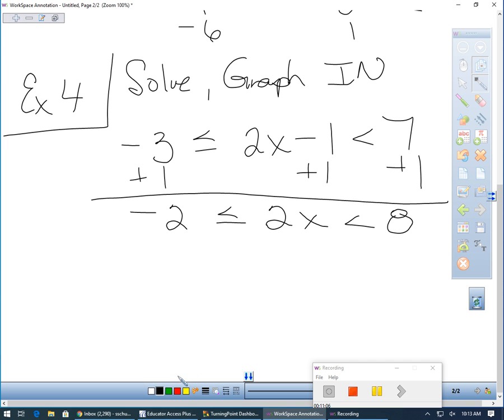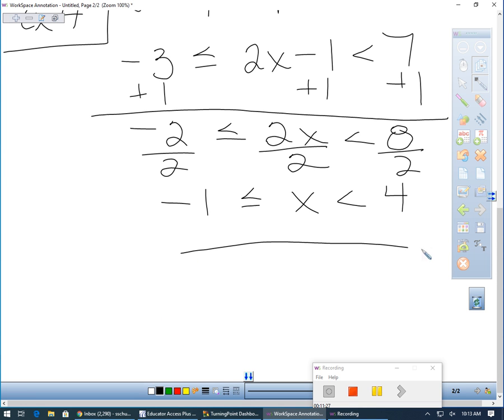Now, what do I got to do? Yeah, I got to divide by 2. And again, I got to divide everywhere by 2. Negative 2 divided by 2 is negative 1, less than or equal to x, less than 4. Alright, on a number line. At negative 1, open or closed dot? Good. At 4, open or closed dot?